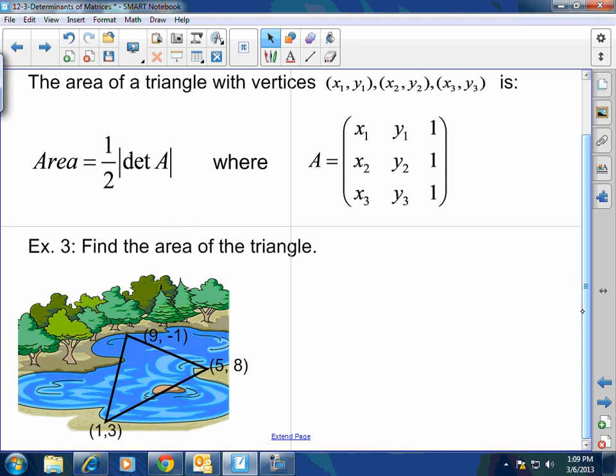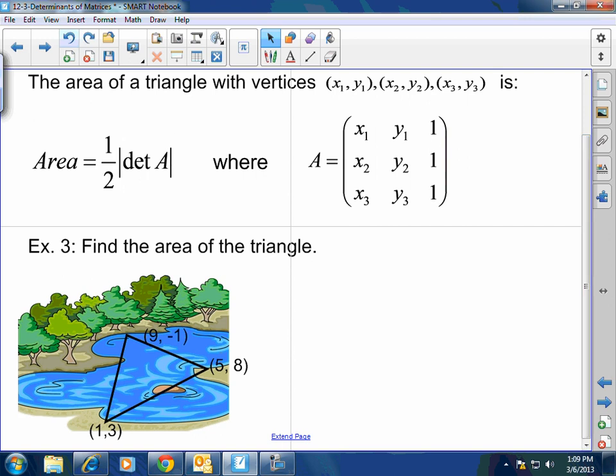So literally to find the area, it's 1/2 of the determinant, where you set up this matrix A to find your determinant. Yes, sir? Yes, I'm sorry, there's an absolute value because you can't have a negative area, so it must be positive.